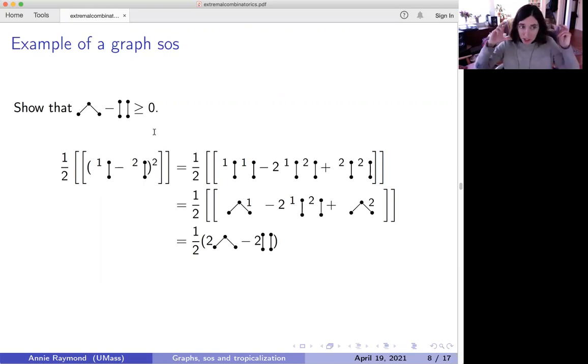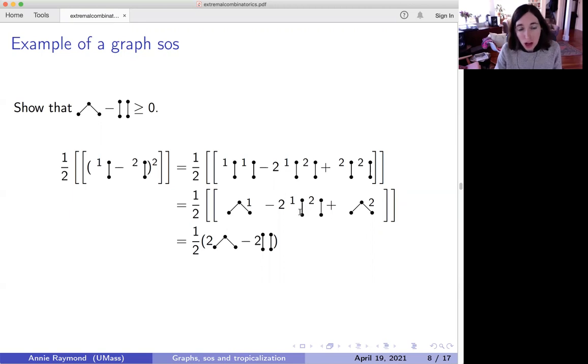Again, double brackets means unlabeling, and it's really just a normalized sum. So this is really a sum of squares properly. So let's see that it works. So I square, that means that I take the square of the first term minus 2 times the cross product plus the square of the second term. Okay, so now I do multiplication. Anything that has the same label gets glued together. So I get a path of length 2 with the middle vertex labeled 1.